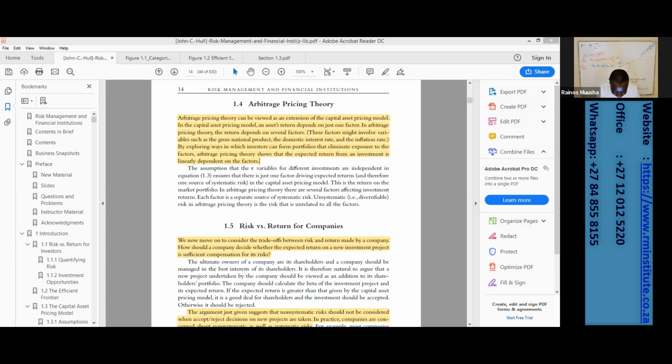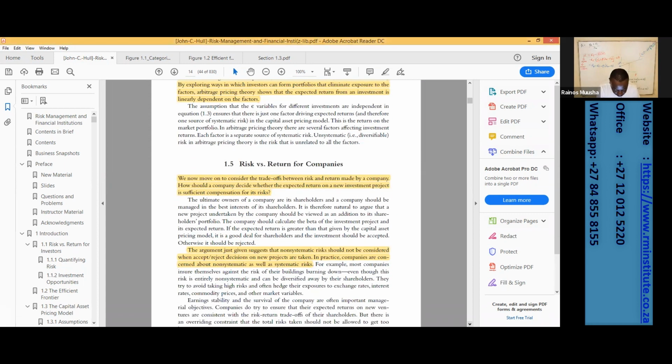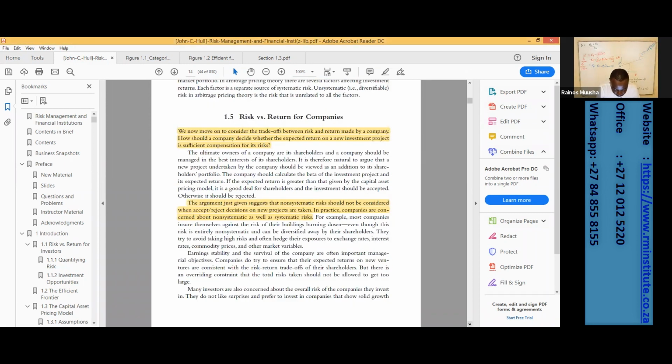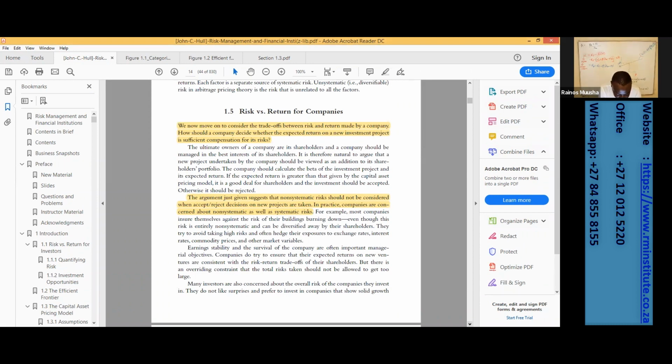Section 1.5, they look at the risk versus return for companies. And here they say, we now move on to consider the trade-off between risk and return made by a company. How should a company decide whether the expected return on a new investment project is sufficient compensation for its risks? If you skip the next paragraph, they say the argument just given suggests that non-systematic risk should not be considered when accept or reject decisions on new projects are taken.